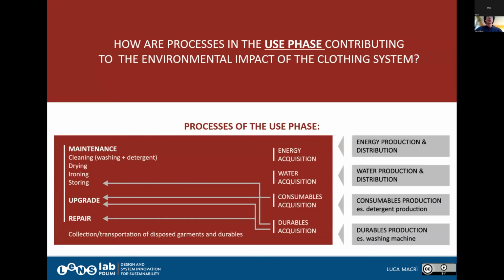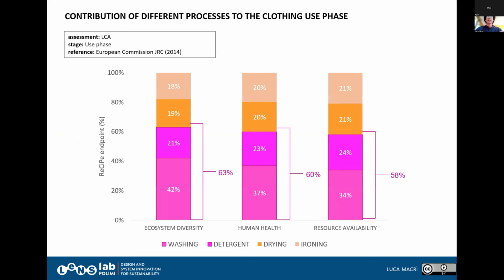The use phase, which includes the wearing and obviously the maintenance. An overview of the overall use phase is this one. You can see, apart from some visual mistakes, that the washing and the detergent part of the environmental impact represent the majority of the impact in the use stage. So when we are washing something, we turn on the machine with the detergent in, we are making almost 60% of all the environmental impact in the use stage.